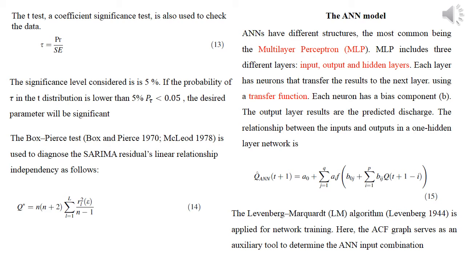And now the ANN model. The ANN model has three layers: the input layer, the output layer, and the hidden layer. Each layer has neurons that transfer the result to the next layer using the transfer function. The relationship between input and output of one hidden layer is expressed in equation 15.